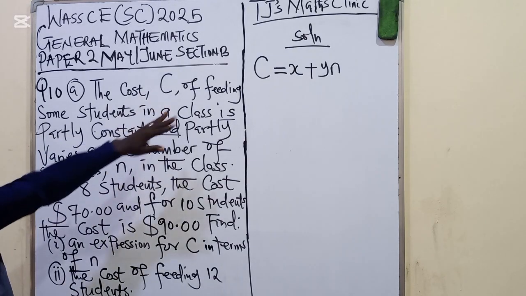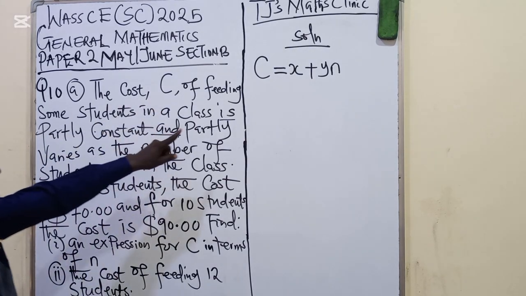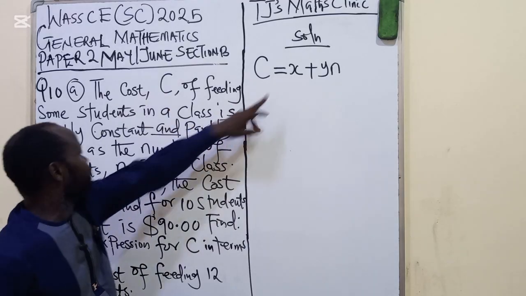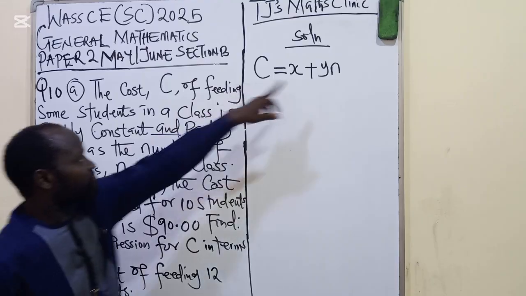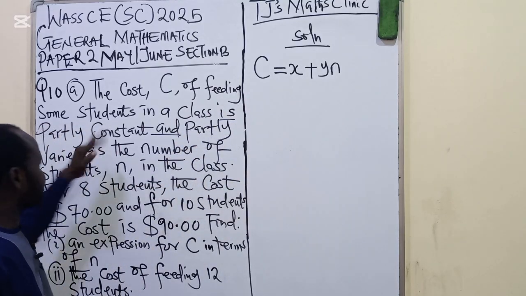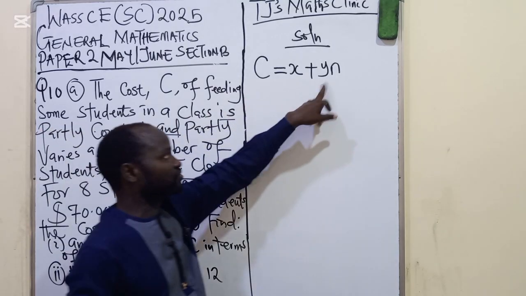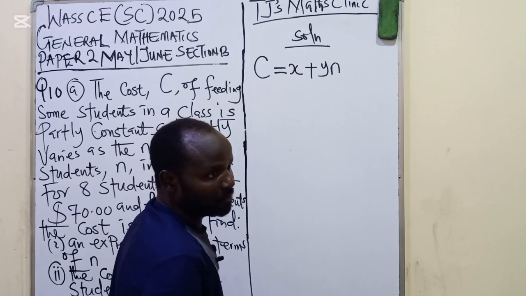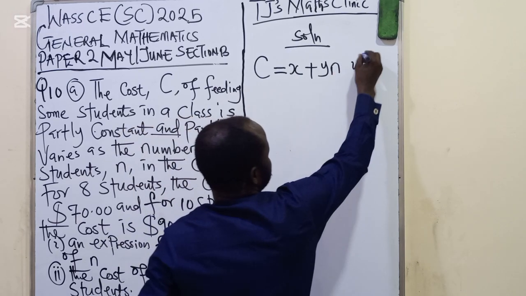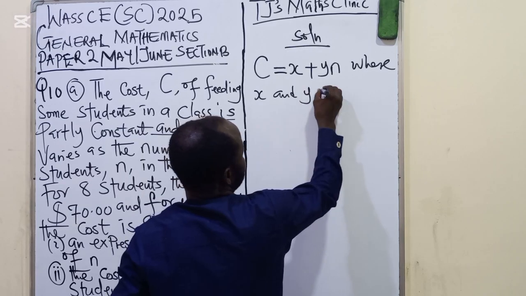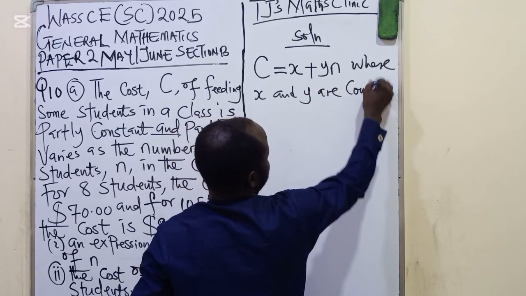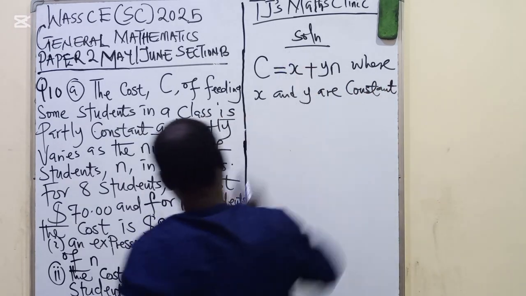The cost C of feeding some students in a class is C equals partly constant, let the constant be x, plus partly varies as the number of students, that's another constant y times the number of students. We can say C = x + yn, where x and y are constants. Very important. And let's substitute.